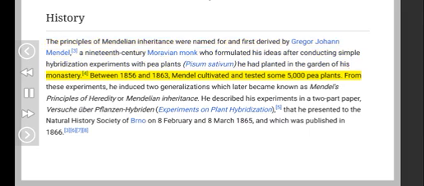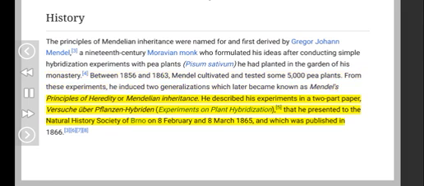Between 1856 and 1863, Mendel cultivated and tested some 5,000 pea plants. From these experiments, he induced two generalizations which later became known as Mendel's principles of heredity or Mendelian inheritance. He described them in a two-part paper, Versuche über Pflanzen Hybriden, Experiments on Plant Hybridization, that he presented to the Natural History Society of Brno on the 8th of February and the 8th of March 1865, and which was published in 1866.